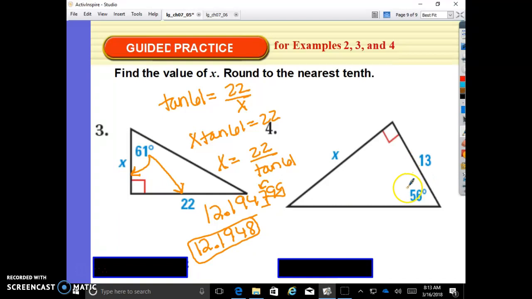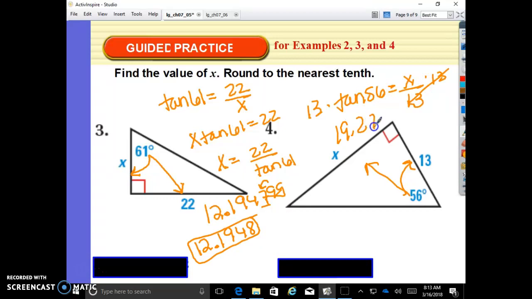And our last one, we're running out of time, but our last one, opposite and adjacent. Tan 56 equals opposite over adjacent. So we multiply by 13 on both sides, and we get 13 times tan 56. So 56 tan times 13 equals, that's going to give you 19.27329.